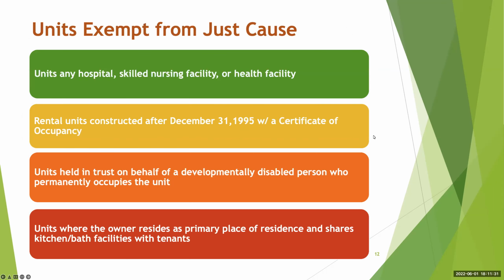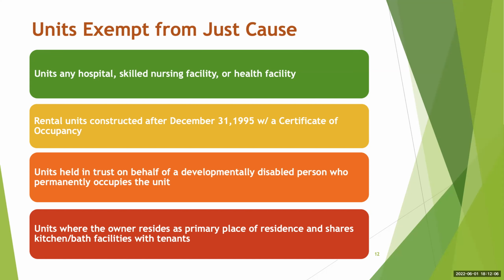All right, moving along. Units exempt from just cause. These are going to include units in any hospital, skilled nursing facility, or health facility, and rental units constructed after December 31st, 1995 with a certificate of occupancy. These are known as the newly constructed units. Also units held in a trust for a developmentally disabled person. Again, this isn't the exhaustive list, but these are the big points to pull out.